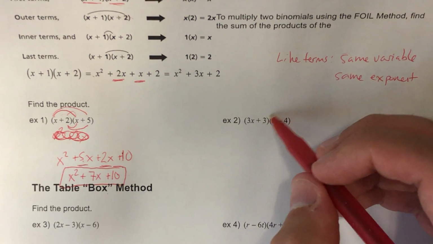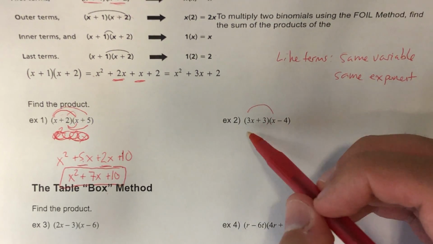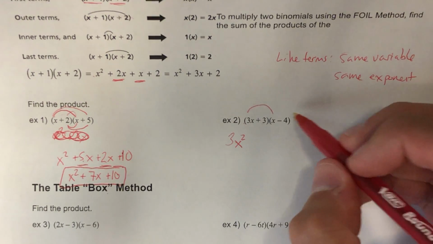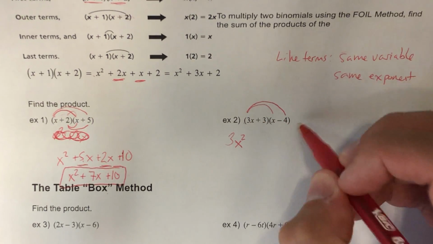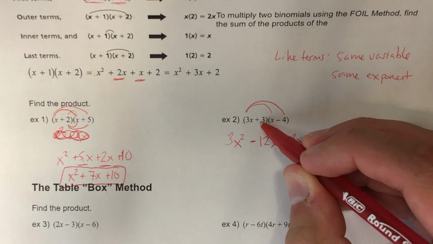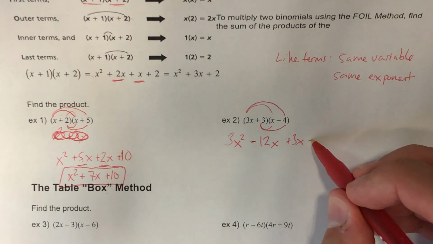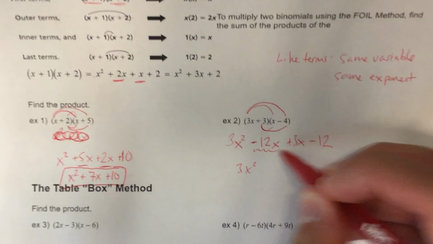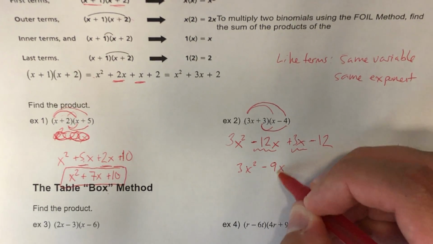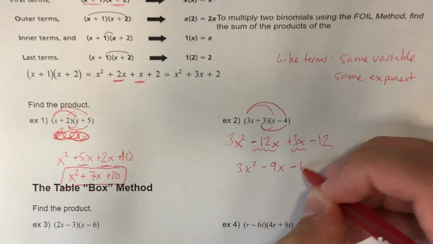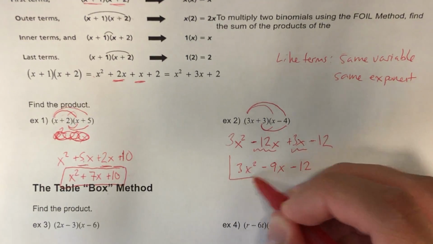So when we're solving, we do our first terms together. 3x times x, 3 times 1 is 3. X times x, remember, add exponents, so x squared. Then outside, so 3x times negative 4 would be negative 12x. Inside, 3 times x is 3x. And last, 3 times negative 4 is negative 12. Combine like terms. So we have 3x squared. We have negative 12x, and 3x is negative 9x. And then lastly, we just have that negative 12, which cannot be combined. And there we have it.